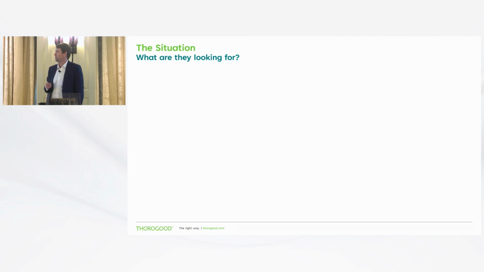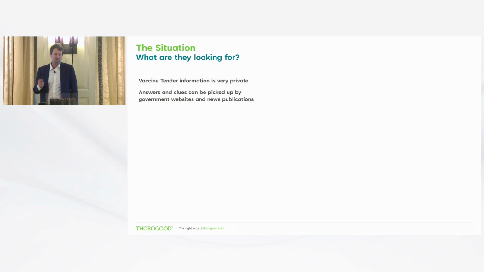So what is the company actually looking for? Well, this information is typically very private and it's not readily available. But that doesn't mean that the information isn't out there, or at least there aren't some useful clues that are going to help me get this information as part of the tender process. Some of it is sometimes found on things like news outlet websites or government organizations' websites. But these are typically quite hard to find.